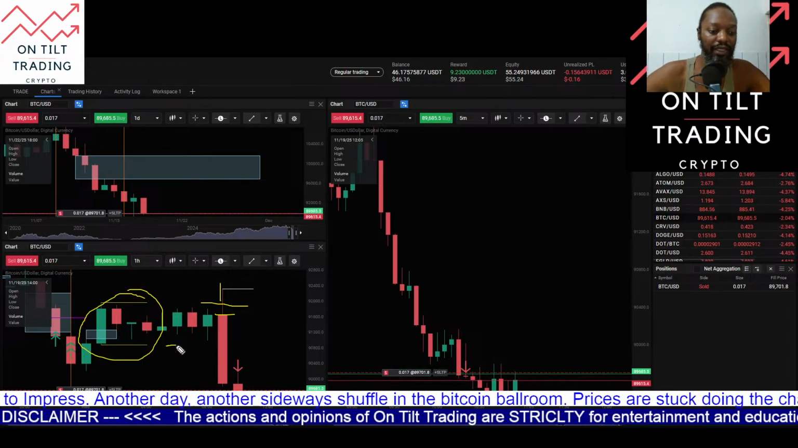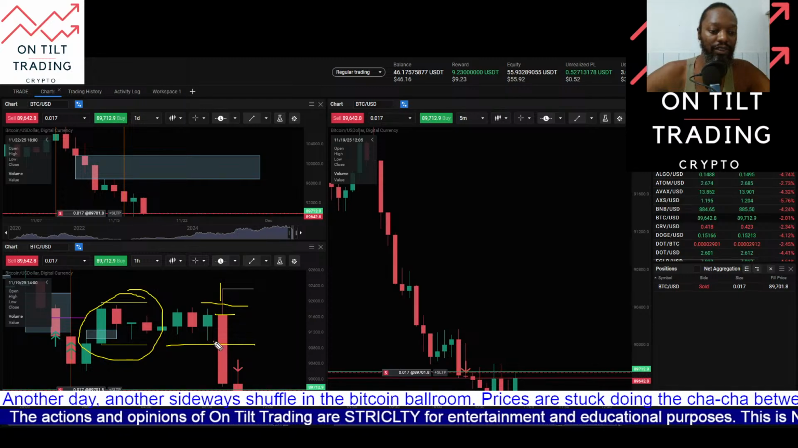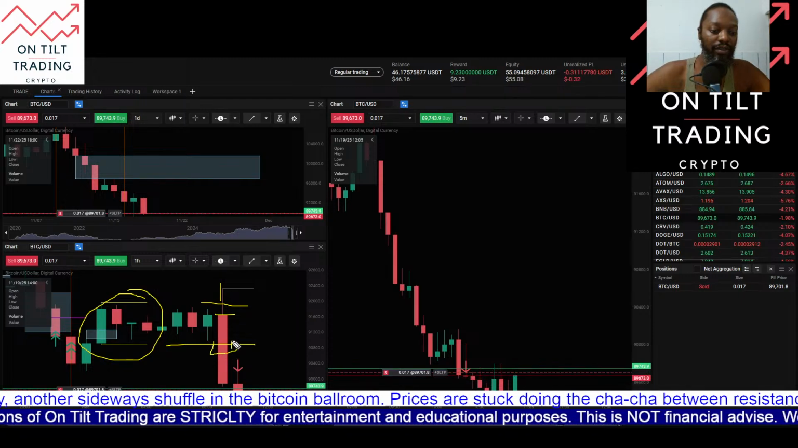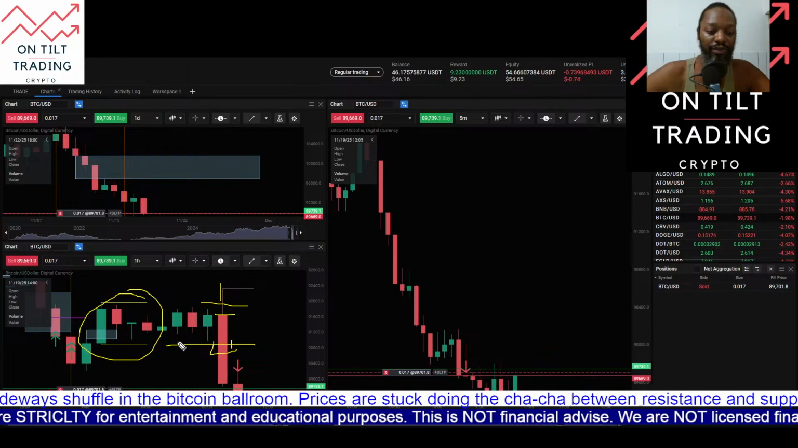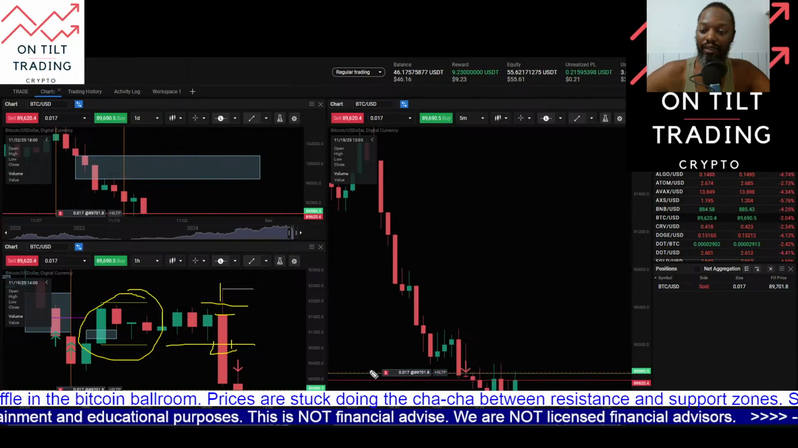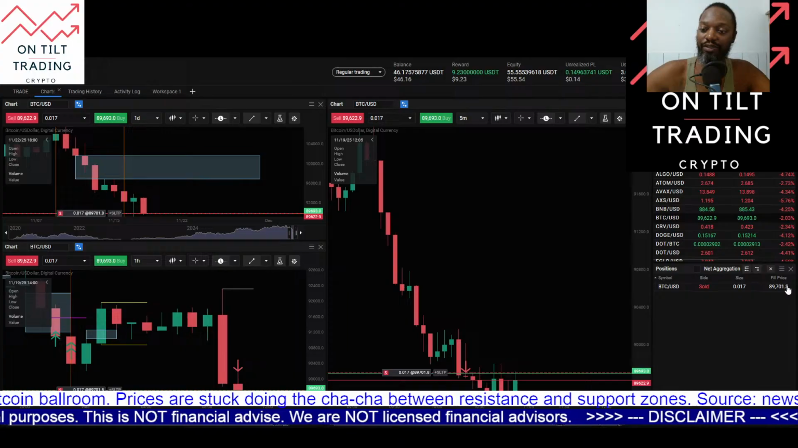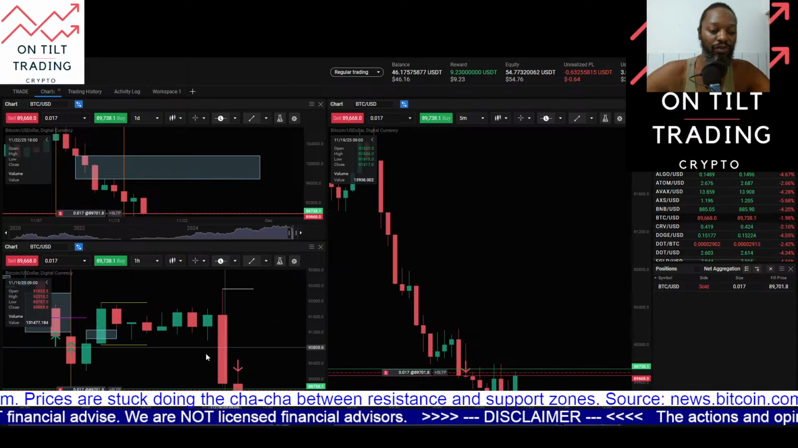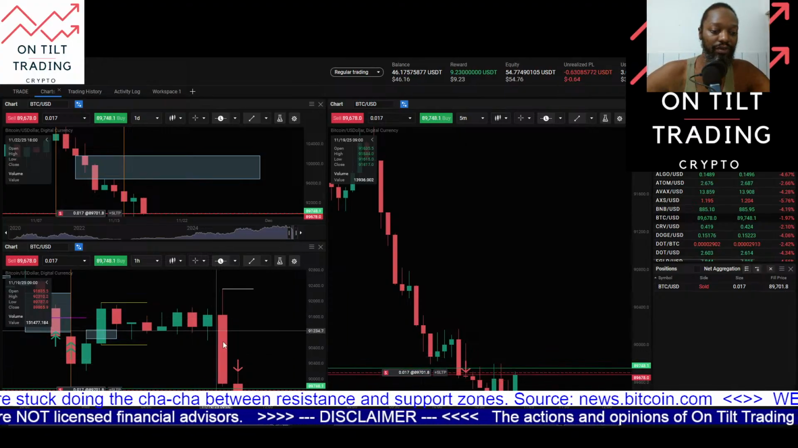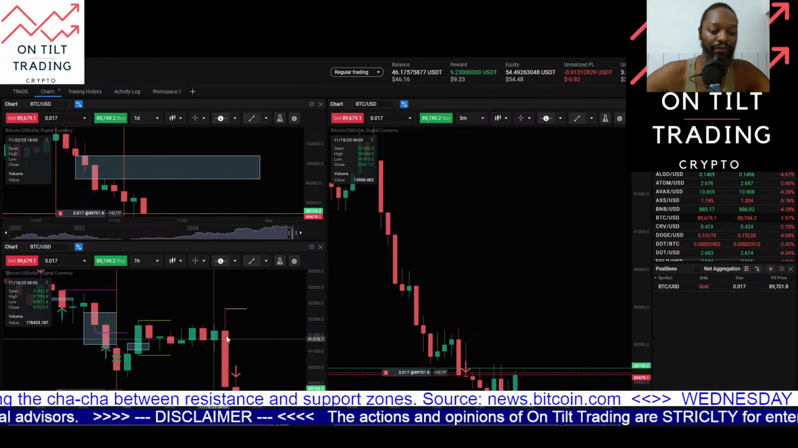In addition to that, the New York session closes below here, the London session low. This would also give me a short bias. So double confirmation of an intraday short bias here on Bitcoin on the 60-minute chart.